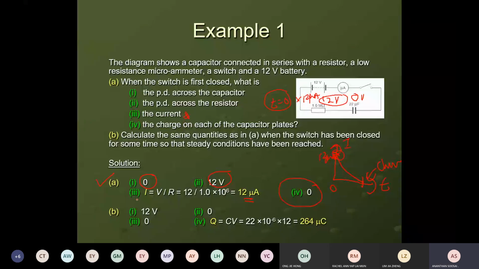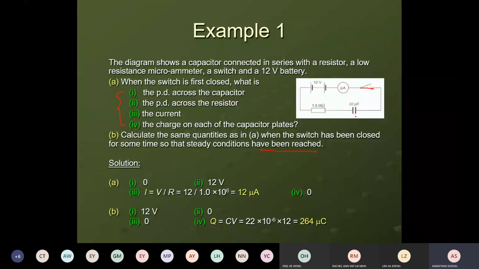Okay, now check part B. Part B, is it clear? Calculate the same quantities as in A when the switch has been closed for some time, so that steady conditions have been reached. Steady conditions reached means after it is completely charged. Now it's completely charged, how are these four readings going to be?